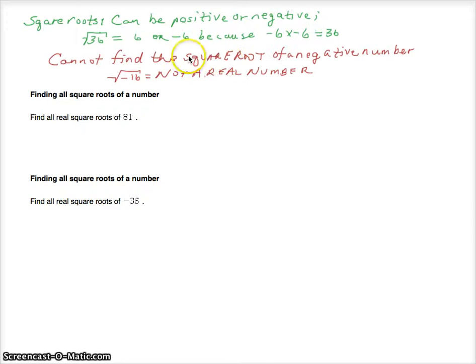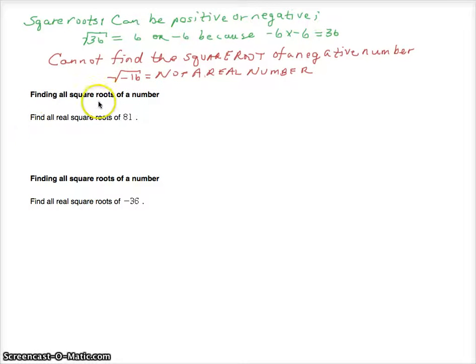Okay, and the second thing is we cannot find the square root of a negative number. So the square root of negative 16 equals not a real number, because there isn't a number times itself to give us negative 16. Now you're probably thinking, well, negative 4 times negative 4 is positive 16. Well, what about negative 4 times 4? Well, that breaks the rule of being a square root because it's not a number times itself. That's a number times its opposite. So they're not a real number. So we cannot have negative square roots.